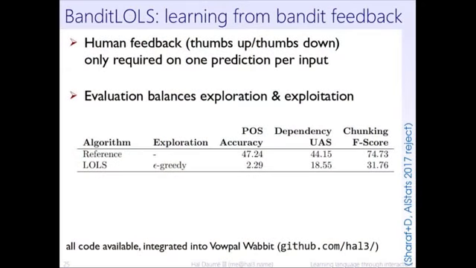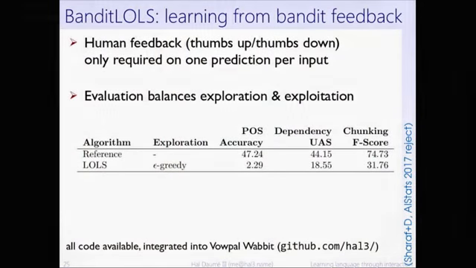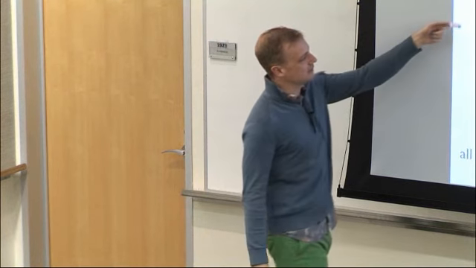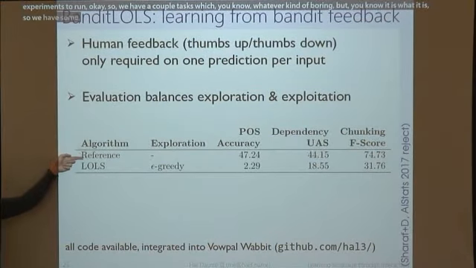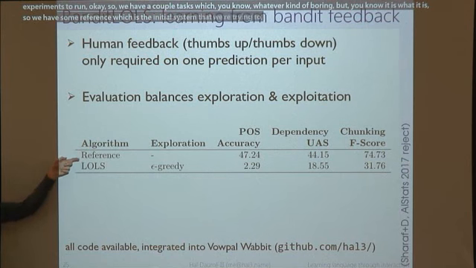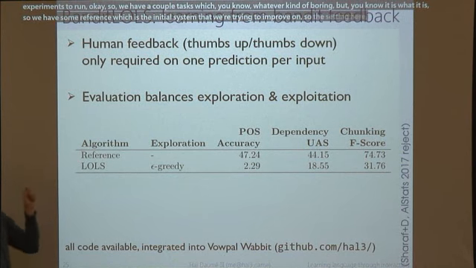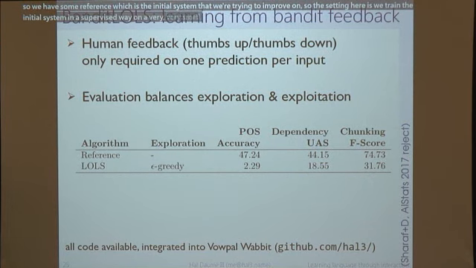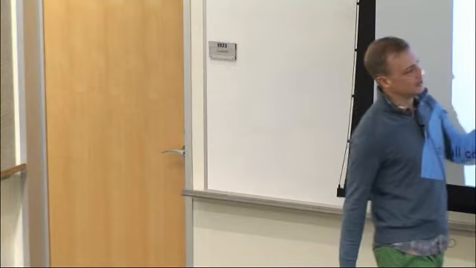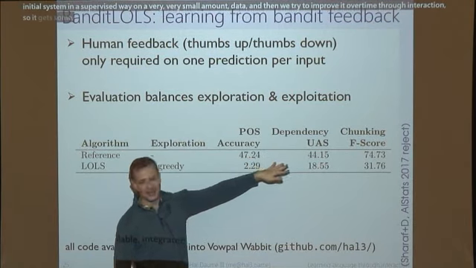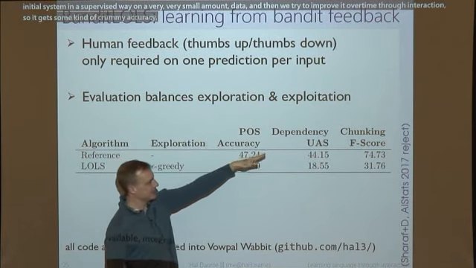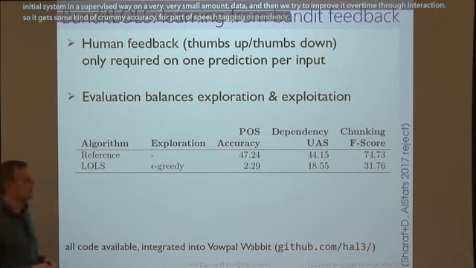Okay, so we have a couple of tasks, which are kind of boring, but it is what it is. We have some reference, which is the initial system that we're trying to improve on. The setting here is we train the initial system in a supervised way on a very, very small amount of data, and then we try to improve it over time through interaction. So it gets some kind of crummy accuracy for part-of-speech tagging, dependency parsing, and syntactic chunking.